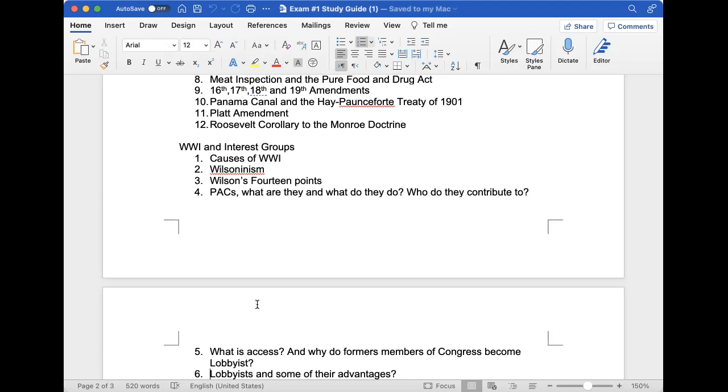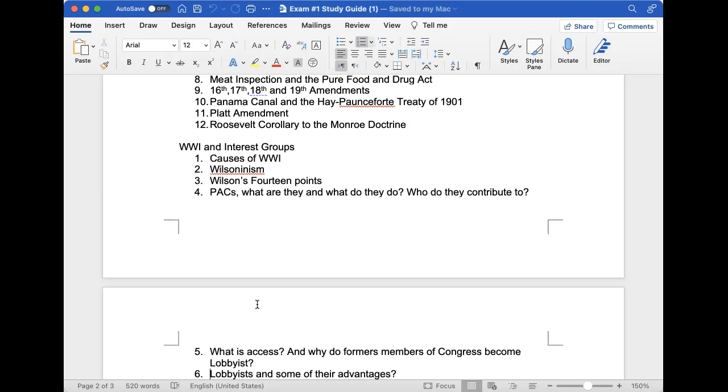Know what access is, and when we talk about access, it is the most important thing to have within a lobbyist system in order to communicate with decision makers or elected officials. And organized interests must get access, and that's really important.